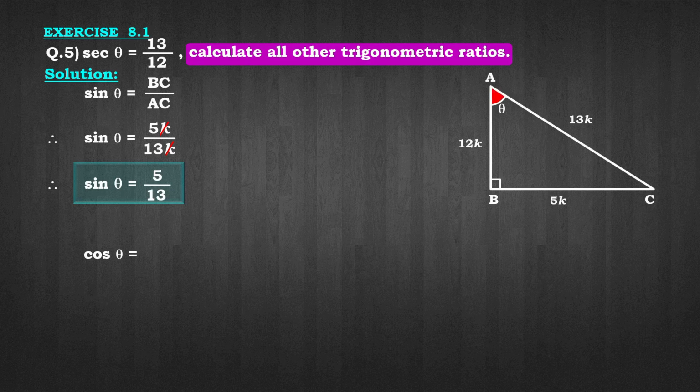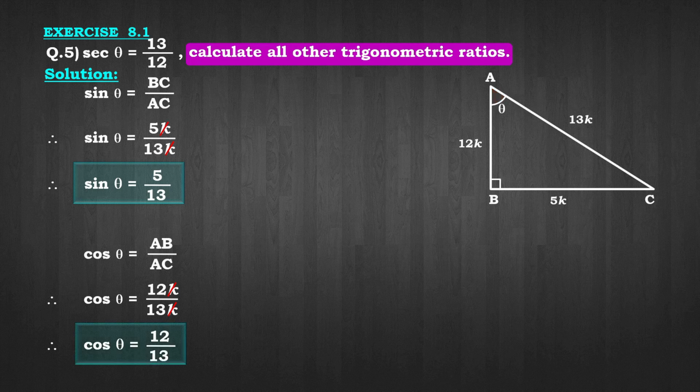Next, let us find cosine theta. Cosine theta is defined as the ratio of the adjacent side to the hypotenuse. So, cosine theta is equal to the length of side AB divided by the length of side AC. Substituting the values, cosine theta becomes 12K divided by 13K. After cancelling K, we get cosine theta equal to 12 by 13.